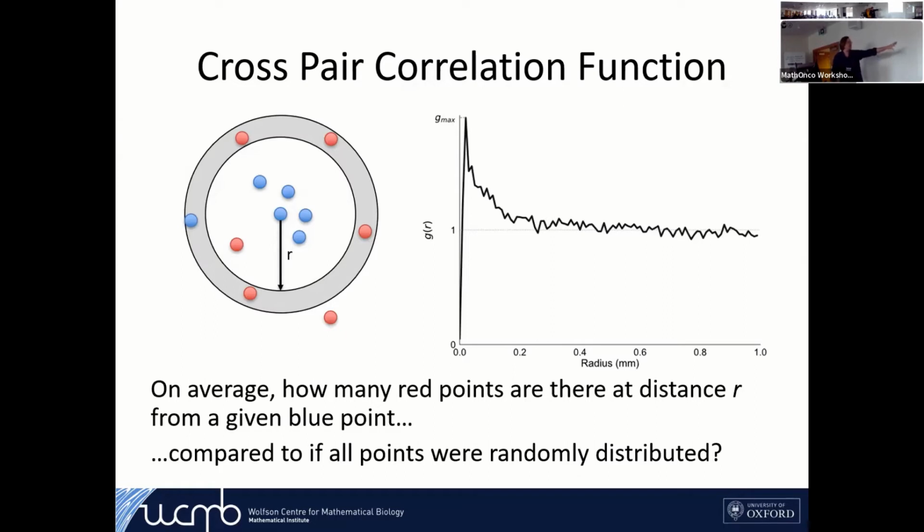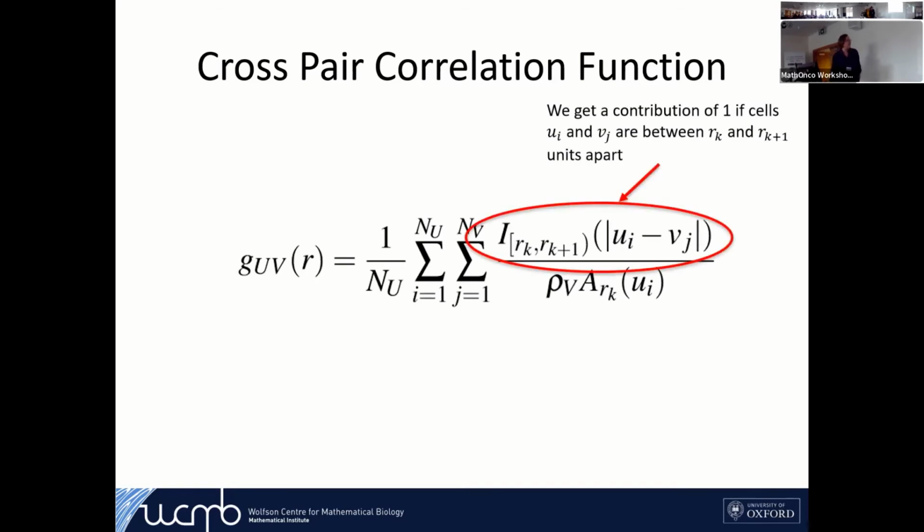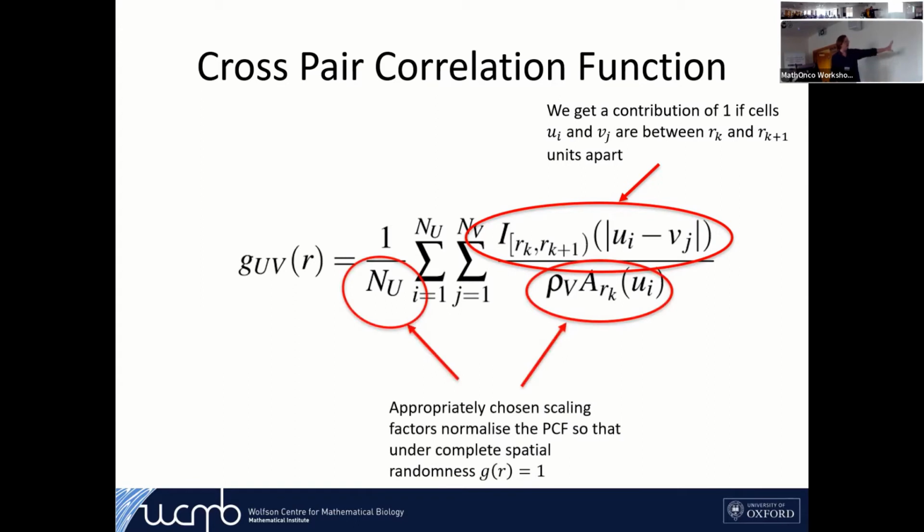And that's essentially what this PCF plots. So values above 1 are saying I'm seeing more red cells at distance r than I would anticipate seeing. Values below 1 are I'm seeing less. So we have a sense of clustering or exclusion at different length scales. And mathematically, how this works, we're basically just counting the number of cells that are within our annulus, and then we're averaging that over all of our other cell types and comparing it to spatial randomness. So I'm going to come back to this equation in a minute.